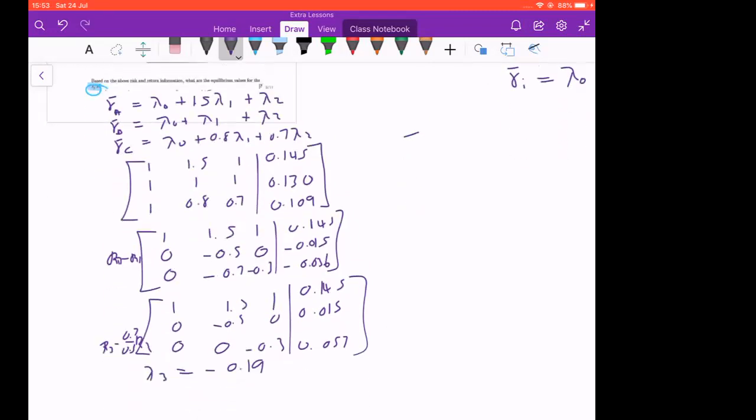Yeah, so basically this is how you find these answers. So you can do the same for lambda 2 and then for lambda 1, sorry.